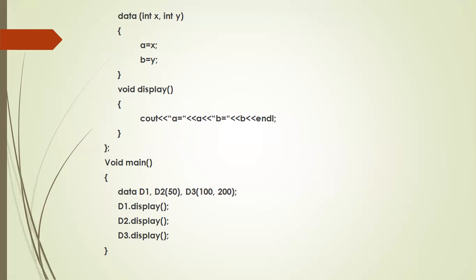Now you call the display function with D1 separately, with D2 separately, and D3 separately. When you call the D1.display function, what happens is the A and B values of the object D1 are printed. So what is printed? 10, 20.